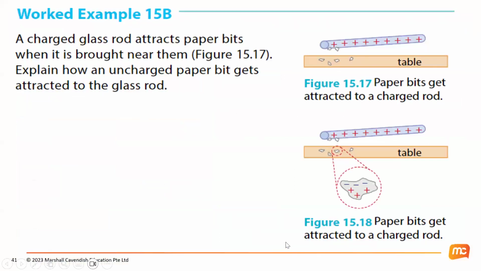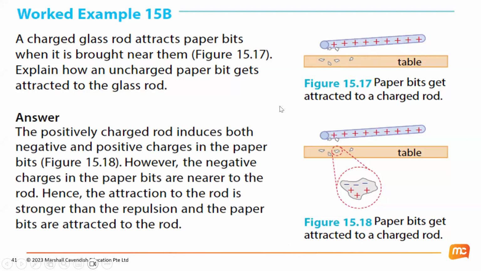Okay, let's take a look at this example. It says that a charged rod attracts paper bits when it's brought near to it. Explain how an uncharged paper bit gets attracted to the glass rod. So this is a case about a charged object near a neutral object, which is the paper, and why it gets attracted. We have learned that a charged object near a neutral object will always attract.